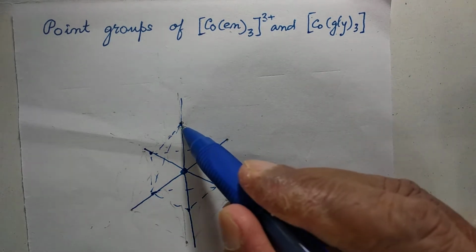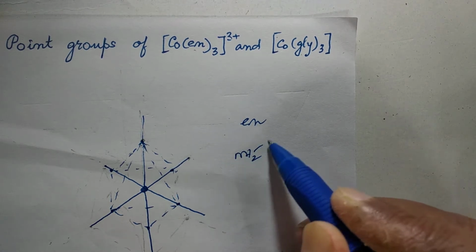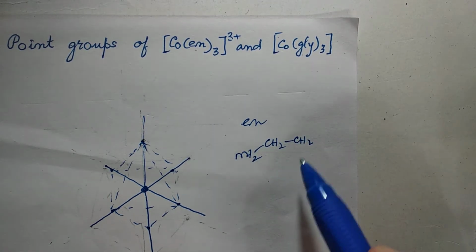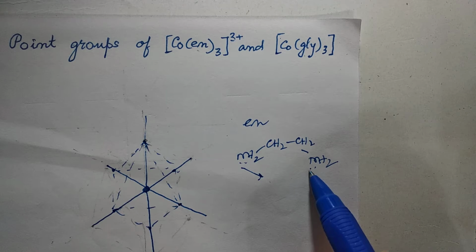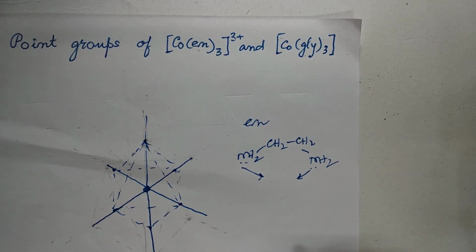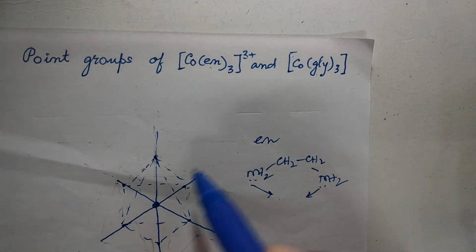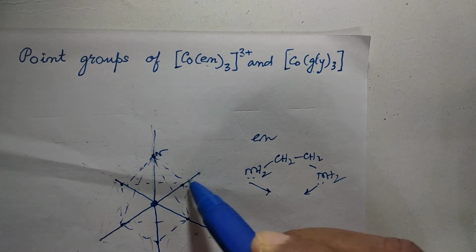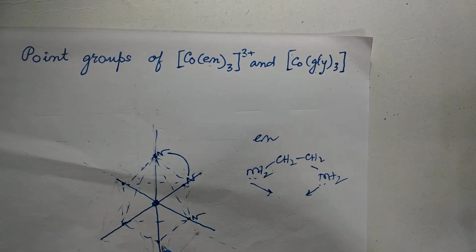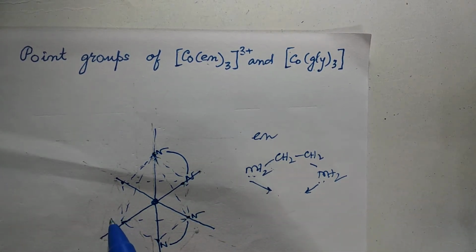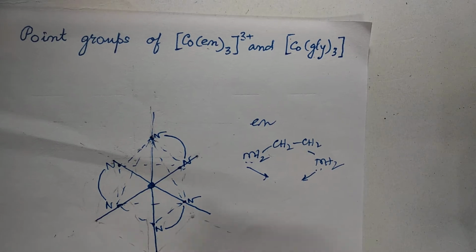And ethylenediamine is NH2, CH2, CH2, NH2. These are the coordinating sites, donor atoms. In case of the tris-ethylenediamine complex, they are bridged, N bridged by this part. Similarly here, N bridged in this manner, N bridged. This is the structure of the tris-ethylenediamine complex.